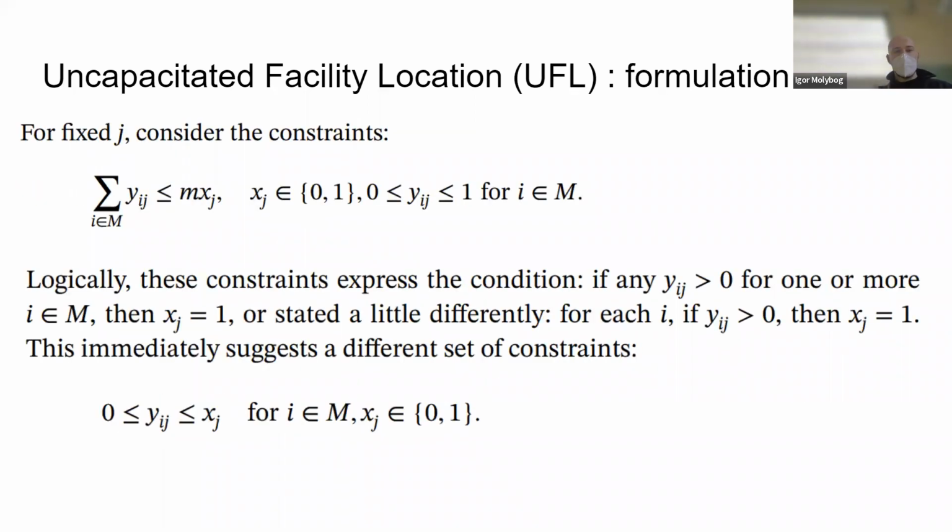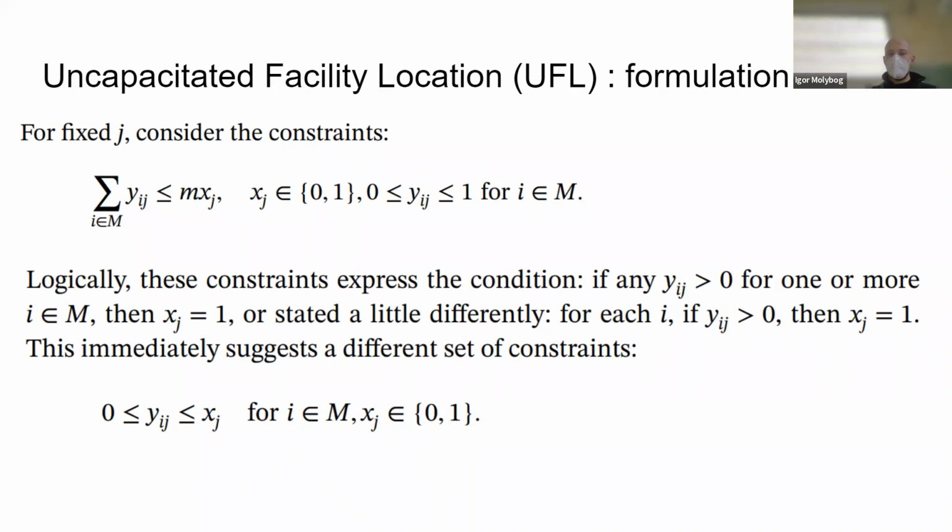There is a caveat here. So we have formulated our constraint as a sum. However, there is a better formulation. So logically, these constraints just express that for any yij, if yij is greater than 0, then xj is equal to 1. Or otherwise, for each i, if yij is greater than 0, then xj is equal to 1.